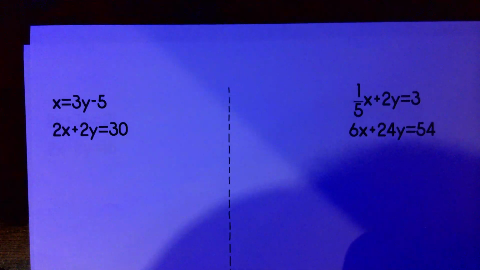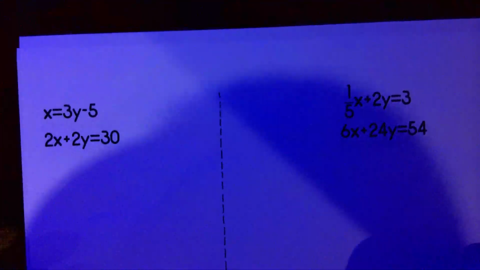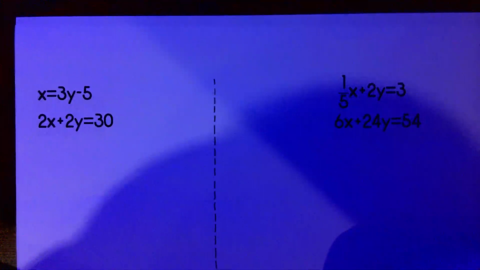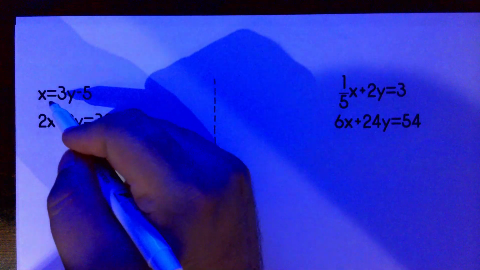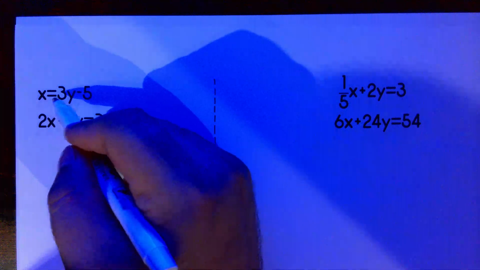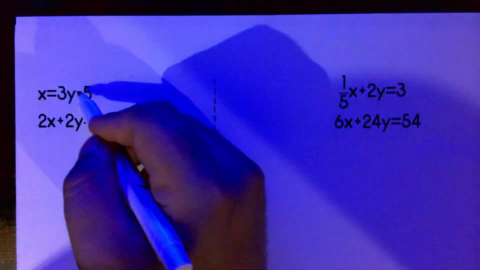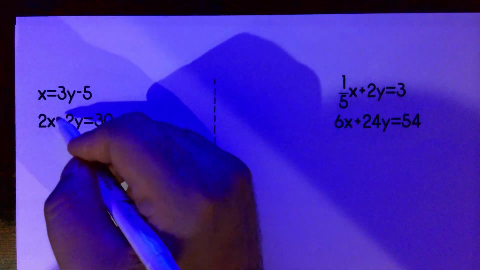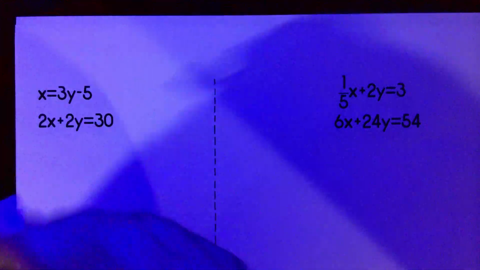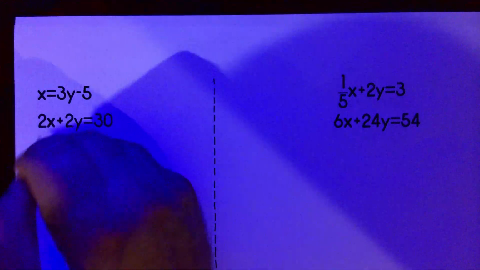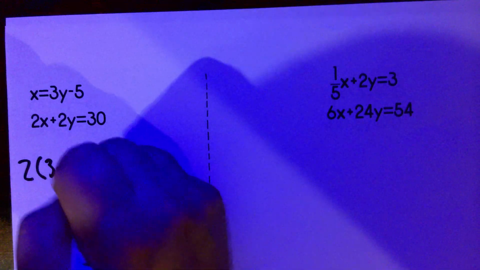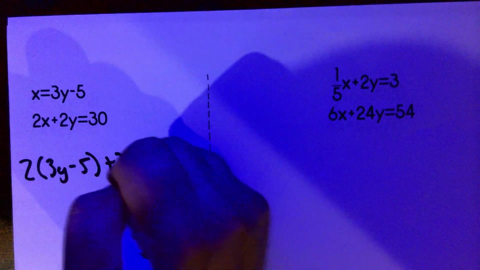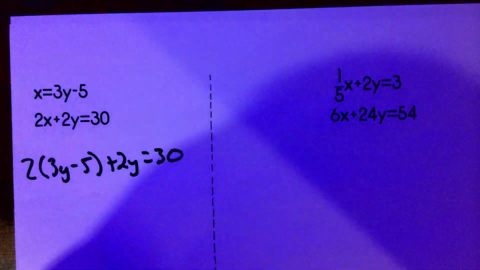So what are we going to substitute? You want to substitute the value that is on its own, that's by itself. And in this case, it's the x. The x is alone, so we want to take the x value and we're going to plug in 3y minus 5, because they're equivalent, into this x down here. So this is 2 times, instead of x now, x is the same as 3y minus 5, plus 2y is equal to 30.